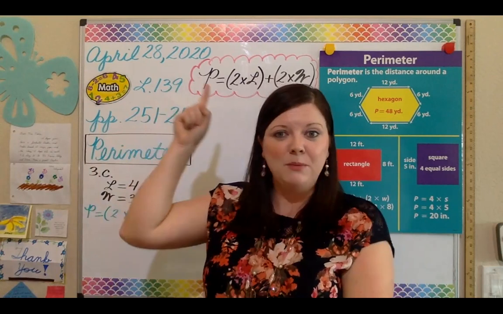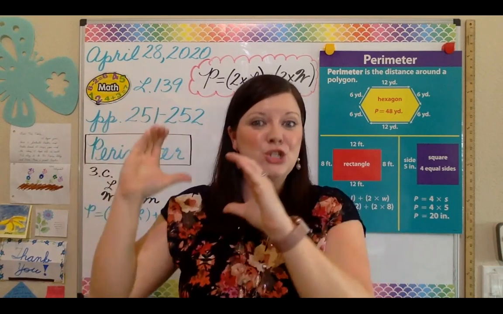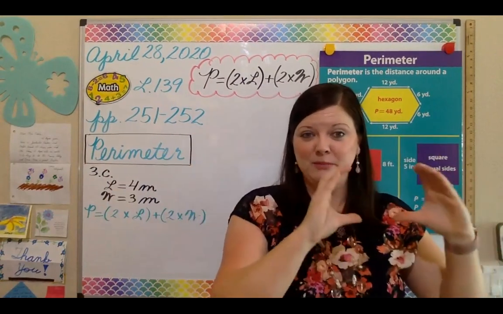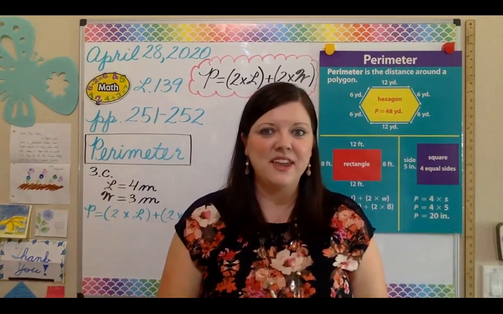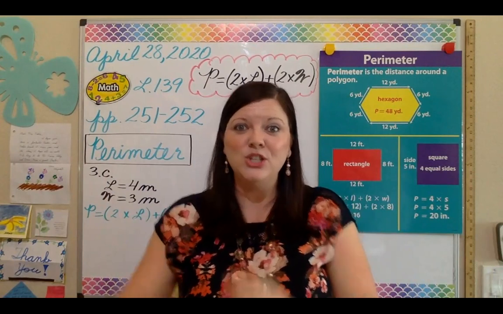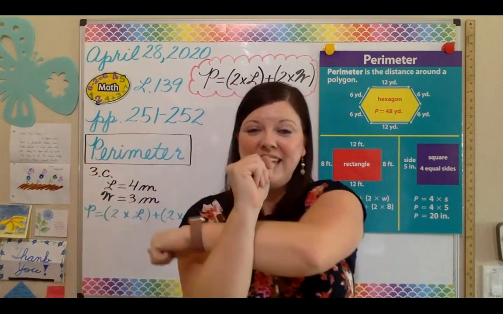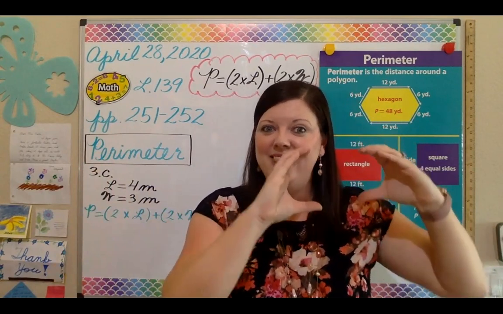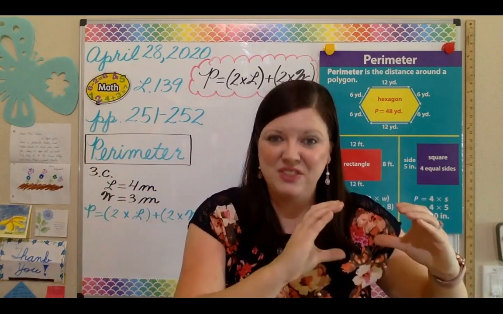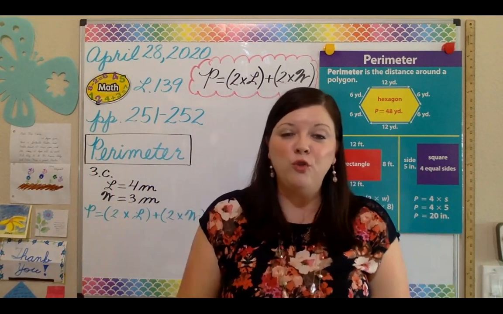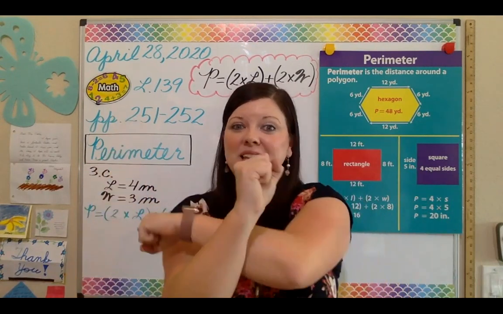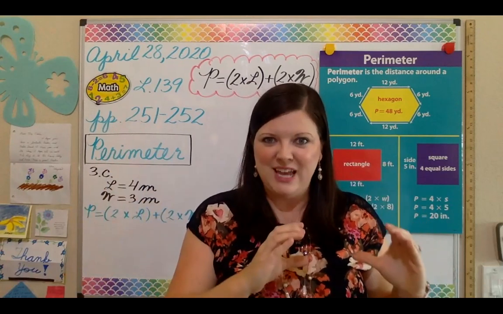So let's go back. P equals 2 times L plus 2 times W. Let's say that again. P equals 2 times L plus 2 times W. When I cut my hands like this, that is a set of parentheses. Let's say the whole formula one more time. P equals 2 times L plus 2 times W.